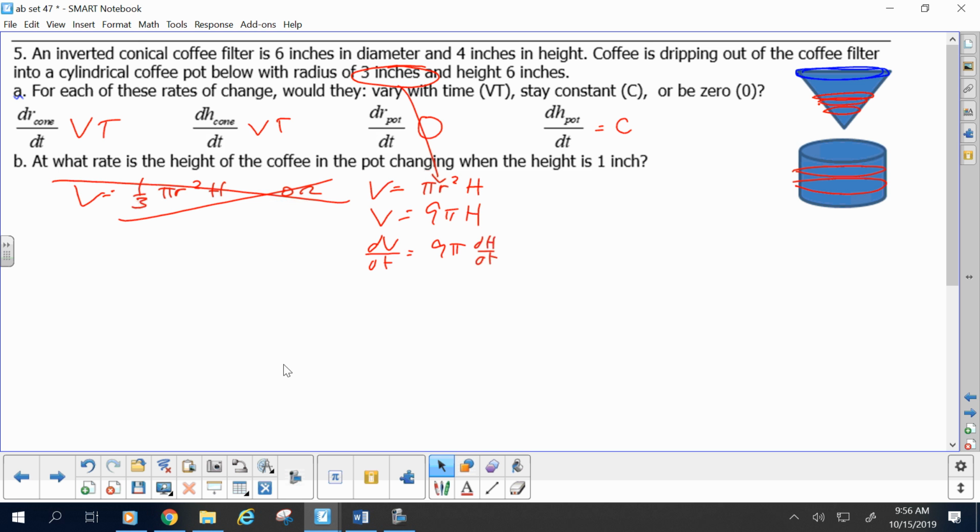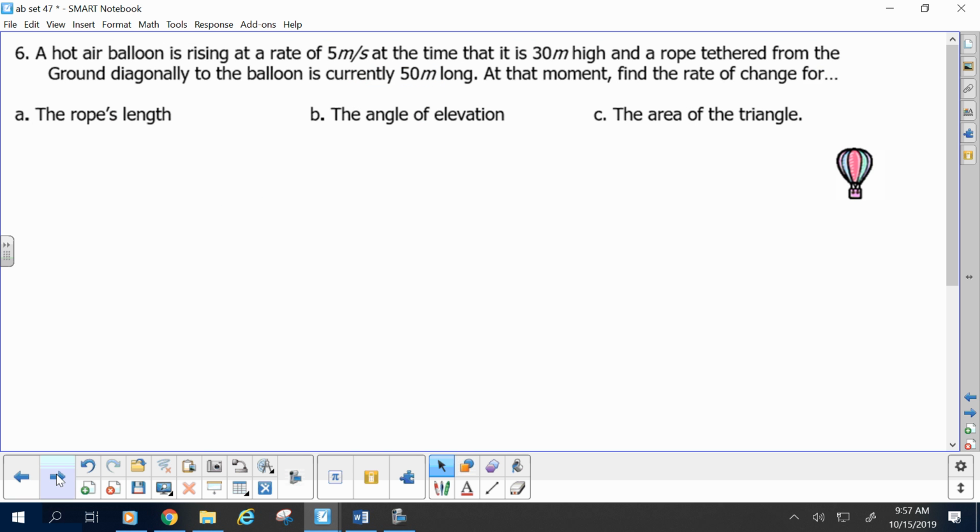Number 6. Also number 7. Okay, let's get all of 6 going here. 6 and 7. I'm going to use this balloon here. So this balloon is rising. Let's assume it's rising straight up, because if it's not, that makes the problem a lot harder. And let's complete the picture. It says rising at a rate of 5 meters per second. At the time, it's 30 meters high.